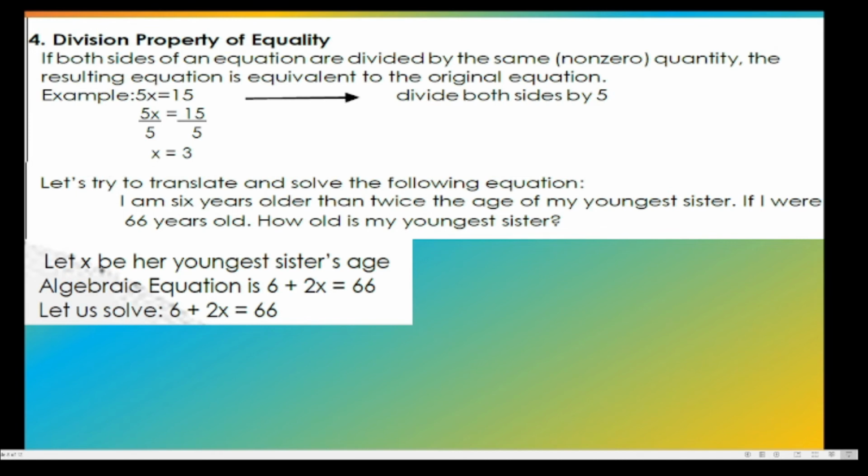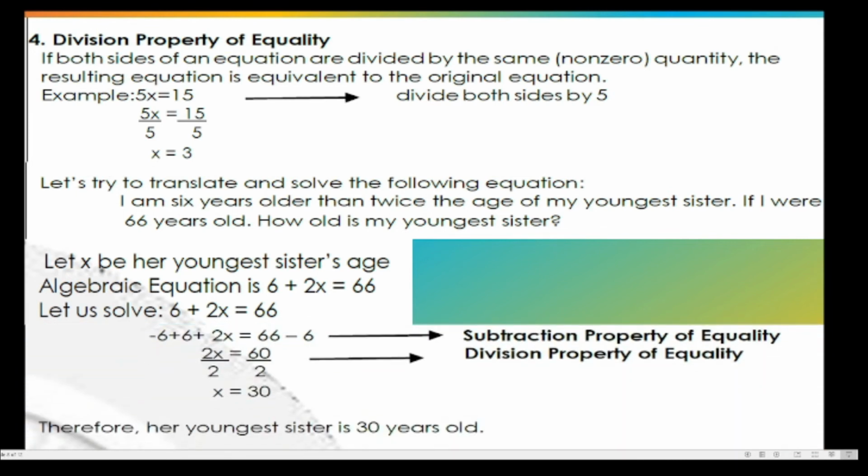and let us solve for 6 plus 2x is equal to 66. So we put negative 6 on both sides as our rule, subtraction property of equality. Because negative 6 and positive 6, that is 0, we have remaining 2x. On the other side, 66 minus 6, the answer is 60.